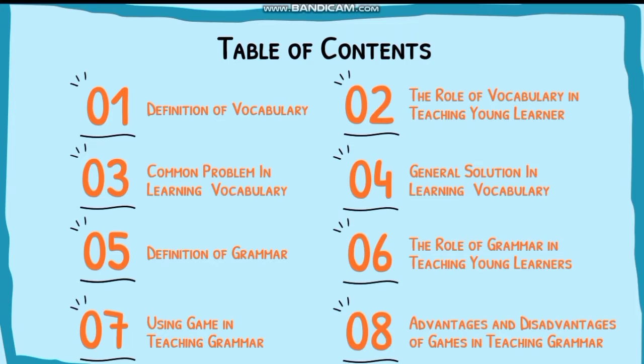This is the table of contents of our presentation. Number 1 is definition of vocabulary. Number 2, the role of vocabulary in teaching young learners. Number 3, common problems in learning vocabulary. Number 4, general solutions in learning vocabulary. Number 5, definition of grammar. Number 6, the role of grammar in teaching young learners. Number 7, using games in teaching grammar. And the last, number 8, advantages and disadvantages of games in teaching grammar.